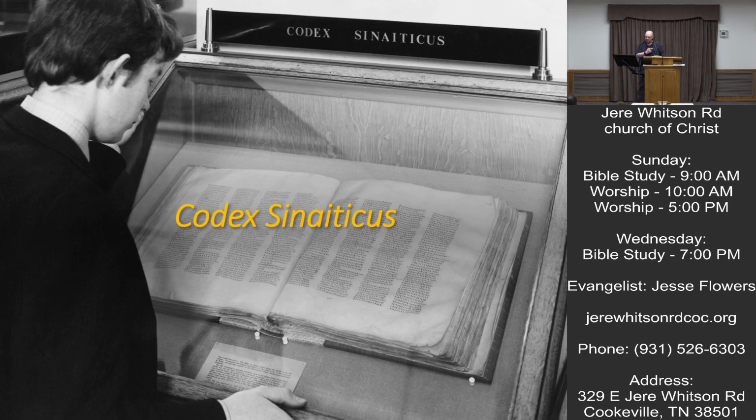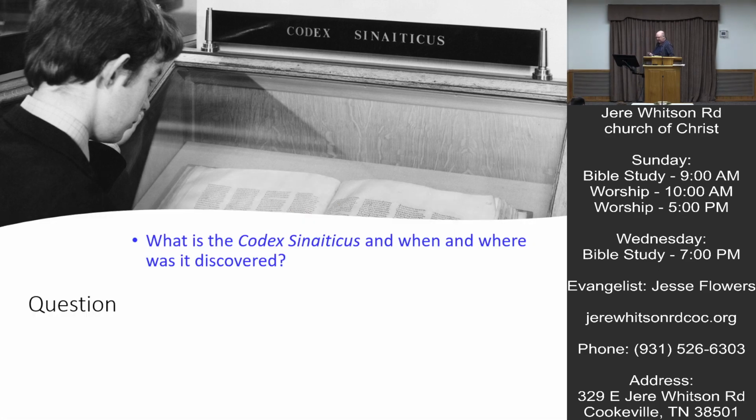So let's talk about the Codex Sinaiticus first. That is the Codex Sinaiticus right there that this guy is reading. The Israelis had it for the longest time, and then they passed it over to the Brits, and so, you know, there's things going around. But that is the actual document right there. So what is the Codex Sinaiticus, and when and where was it discovered? Give me just some general things on this. Where was it found? You can find it in the name.